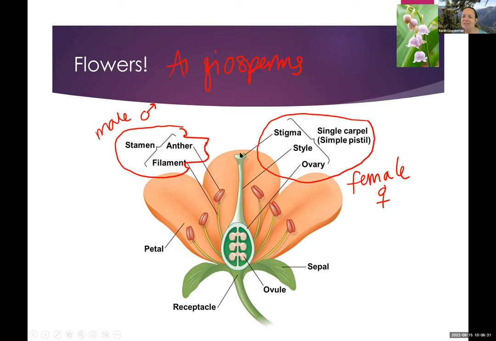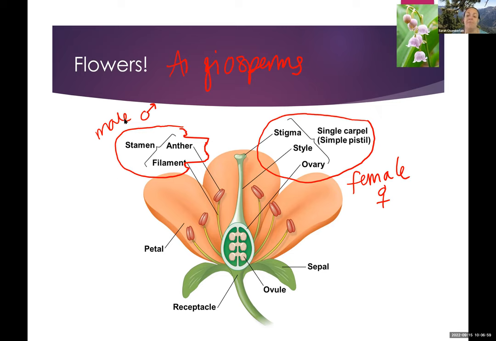And I don't know why, for some reason, you know what it is? I watched one of those horrible old documentaries where the narrator says the sticky stigma, and like every time I read the word stigma, I think sticky stigma. It's like in my head. Anyway, so the sticky stigma is the tip, and then the style is kind of this middle part, and then the ovaries where the eggs are going to be located.